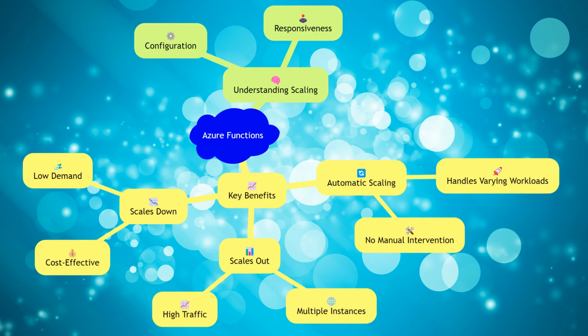One of the key benefits of Azure Functions is their ability to scale automatically based on demand. This means that your functions can handle varying workloads without requiring manual intervention. Azure Functions can scale out to multiple instances to handle high traffic and scale back down when demand decreases. Understanding how scaling works and configuring it appropriately ensures that your application remains responsive and cost-effective.